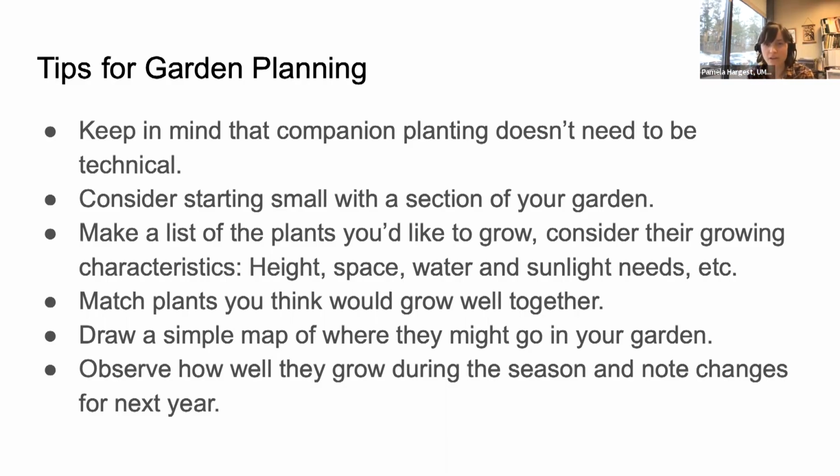But if you're getting started with this, it's definitely helpful to draw a map to start thinking about how things will fit together, especially as you think about the growing characteristics, right? Because some plants are going to be a lot taller than others. So for that, you might want to plan a little bit better and think about, oh, the Mexican sunflower might get to be 6 feet tall, so I don't want that to shadow or create shade for my tomato plants. So being strategic in how you're going to be placing those.